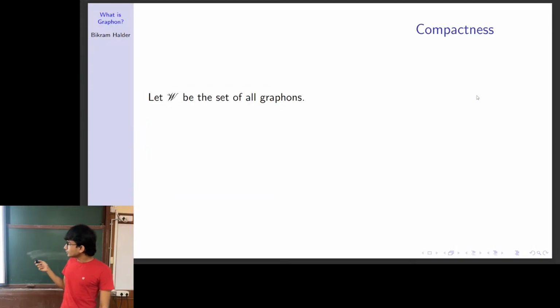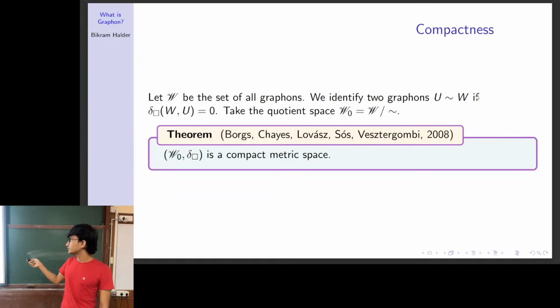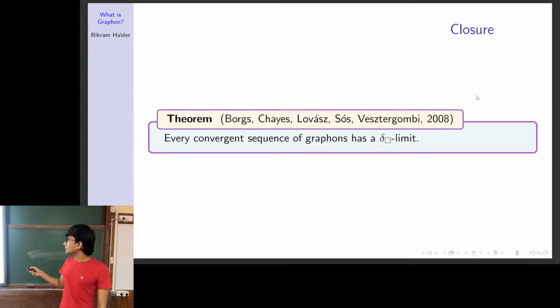And if we take the set of graphons, and of course, as we mentioned earlier, if we identify two graphons if they have cut distance 0, then quotienting by that identification gives rise to a compact metric space. We already got completeness here.